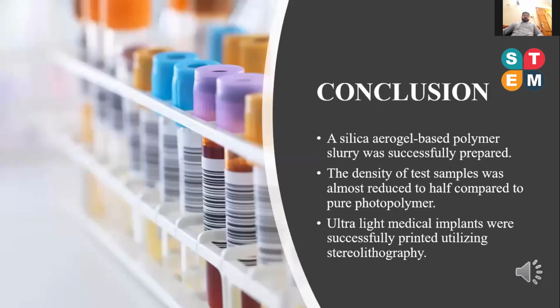So what we are concluding from this whole research work: a silica aerogel based polymer slurry was successfully prepared, because it is not easy to mix a solid type of material like silica aerogel and then make it compatible with a photopolymer and keep the density and viscosity at the level which the printer is sensitive to. So this was the first big goal.